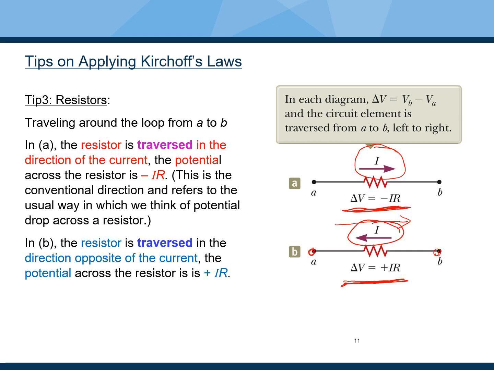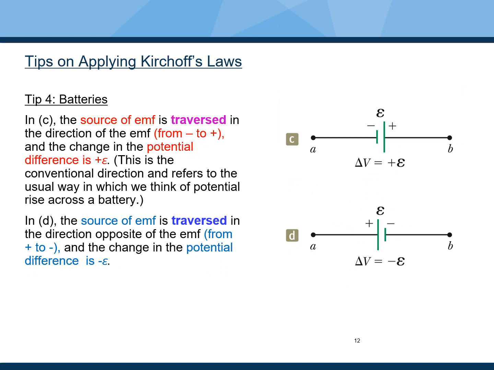The situation with batteries is very similar. So let's go ahead and look at this picture C. Picture C on the top basically says that you're traversing the circuit from the point A to the point B, and you're traversing it in the conventional direction across the battery. Therefore, this battery, because you're going from its negative terminal to its positive terminal, actually gives you a voltage rise.